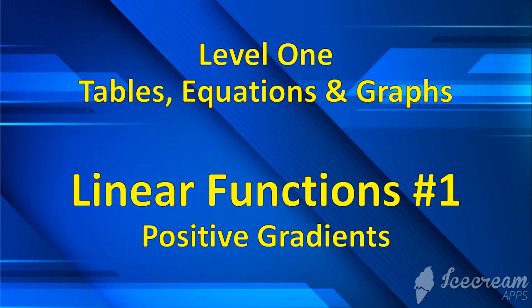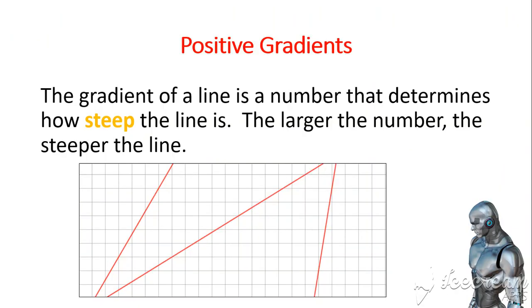We're going to introduce linear functions for a few videos, and the first part of this is to talk about positive gradients. Now the gradient of a line is a number that determines how steep the line is. The larger the number is, the steeper the line is. Here's some examples of different lines that all have different steepness or gradients.